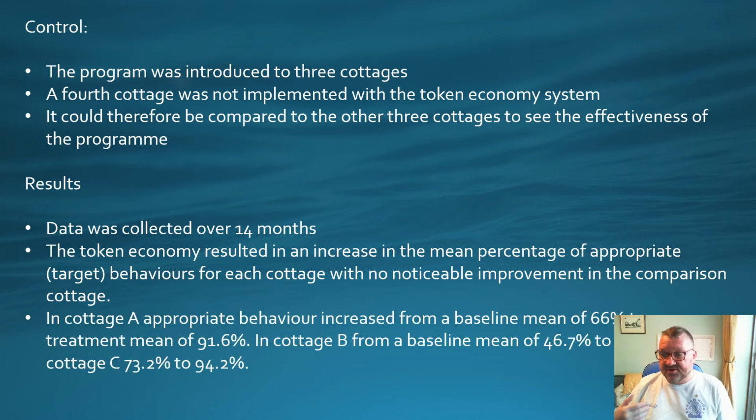So for instance, in cottage A, appropriate behaviour increased from a baseline of 66% to 91.6%, in B from 46 to 80.8%, and in cottage C 73 to 94. Dramatic figures, you would think.